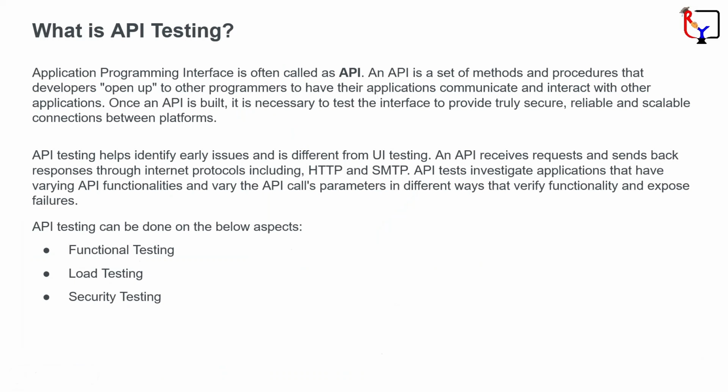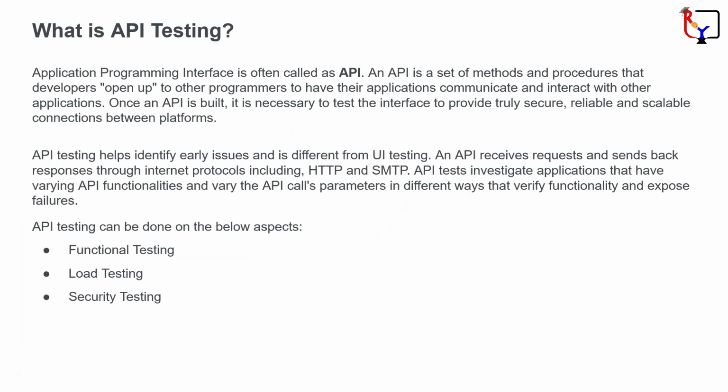Now, API testing helps identify early issues and is different from UI testing. An API receives requests and sends back responses through internet protocols, including HTTP and SMTP. API tests investigate applications by verifying API functionalities and varying the API call parameters in different ways to verify functionality and expose failure. API testing can be done on the below aspects: functional testing, load testing, and security testing.